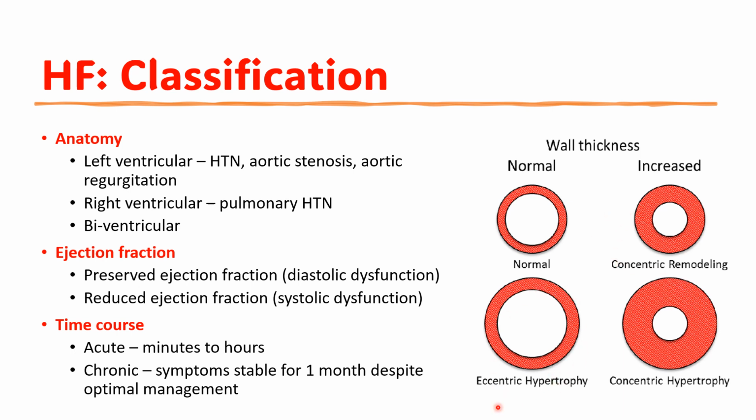And we're quite worried about eccentric hypertrophy because in that case we're going to lose that ejection fraction. It's going to decrease. It can initially be maintained when you have concentric hypertrophy, but then it's eventually going to decrease. And concentric hypertrophy can then also result in eccentric hypertrophy.